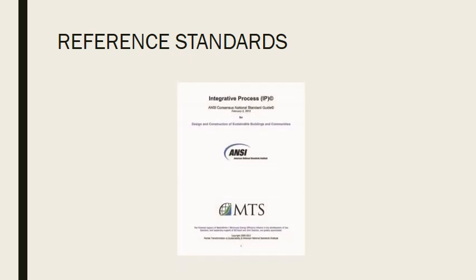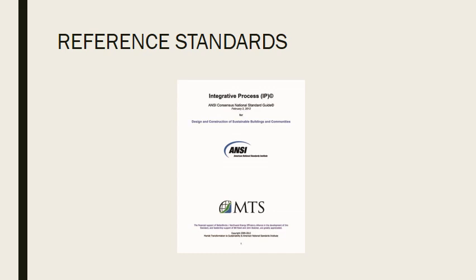Some of the prerequisites and credits have a reference standard associated to them. These documents help the team comply with the credit, with guidance and strategies. The reference standard for this prerequisite is the ANSI Consensus National Standard Guide 2.0 for design and construction of sustainable buildings and communities.